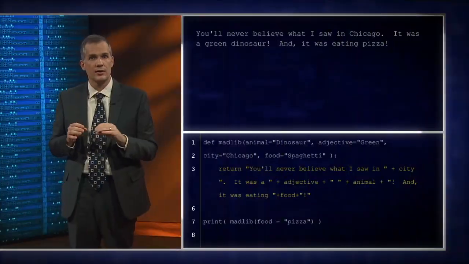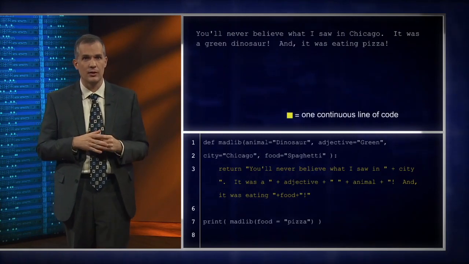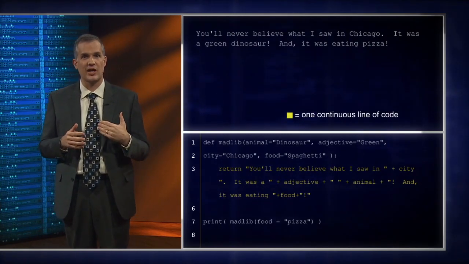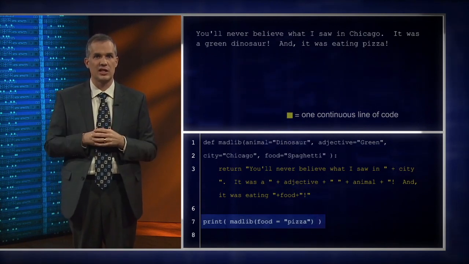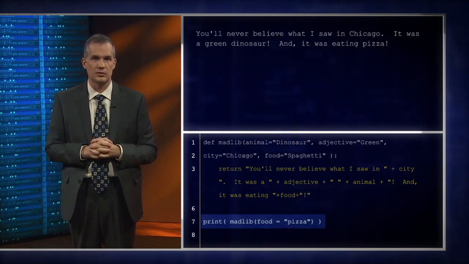But suppose you want to specify some parameter that's not the leftmost one. Well, you can specify the parameter you want in the calling function. Let's look back at our madlib function again. For example, here we set the value of food to be pizza. The other variables, animal, adjective, and city, will all still get their default values.